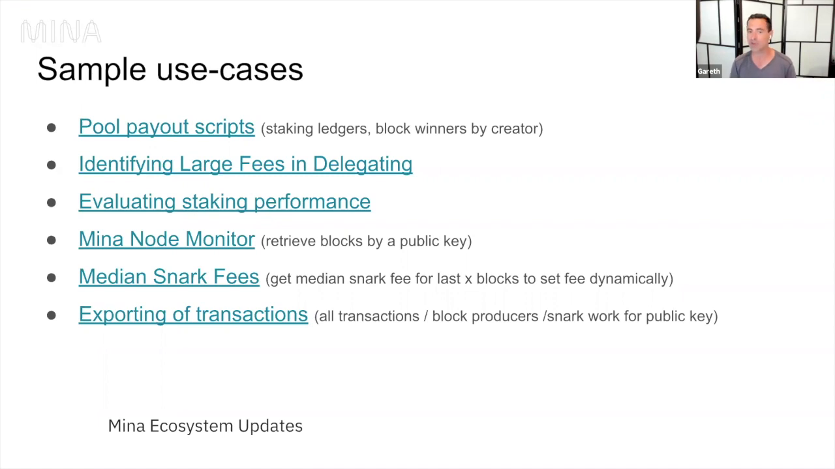The next one is an interesting one. It's a simple bash script, but it's really useful in that it determines the median snark fee for the last 100 blocks, or whatever look-back period you set it to. This kind of simple one-liner can be used to set your snark fees dynamically based on all of the recent blocks seen.